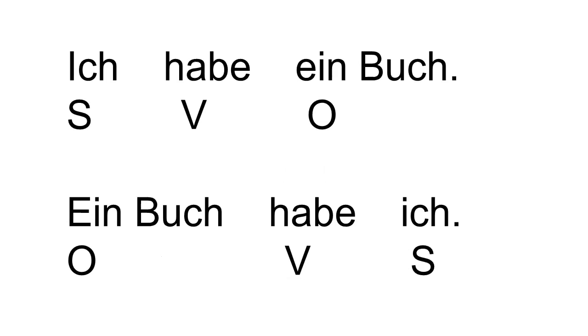So let's take a look at an example here. Here's a normal SVO sentence. Ich habe ein Buch. I have a book. An alternative to Ich habe ein Buch is Ein Buch habe ich. Either of these sentences is valid. You can say Ich habe ein Buch or Ein Buch habe ich.